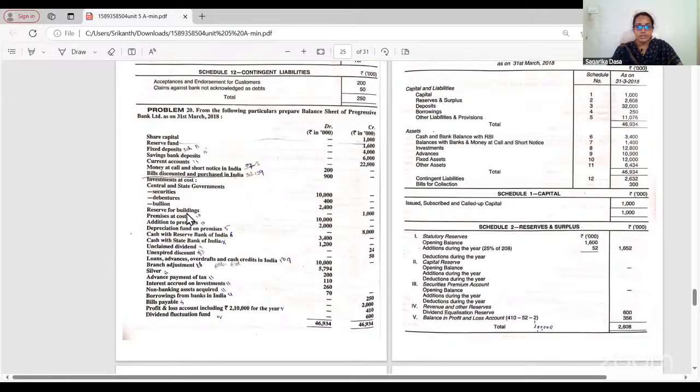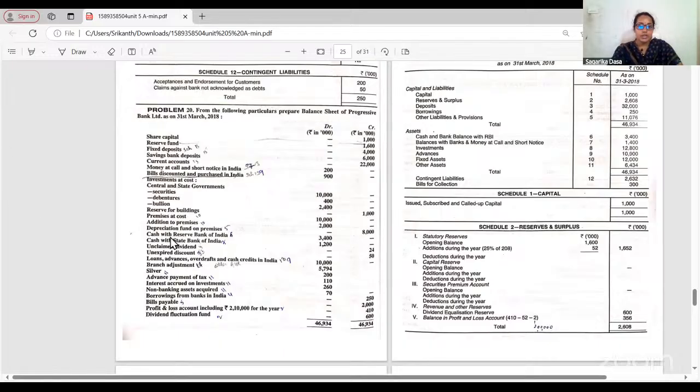Reserve for buildings is 1,000. That is for reserves and surplus. Premises is schedule 10. Additions to premises is schedule 10. Depreciation we have to take in. We have a depreciation fund on premises. So depreciation fund is a liability, so we will take it in 5.